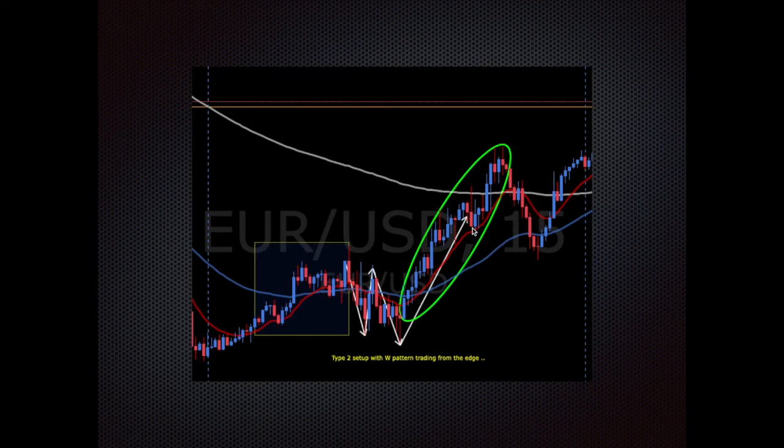Type 2 setup. Now, you might hear me say sometimes trading from the edge, and that's just basically meaning the setup happened literally immediately right after the Asian box. Typically we wait for the W or the M pattern to form. Sometimes the second leg is here and the first leg is already inside of the Asian box. Whenever that happens, that's trading on the edge.